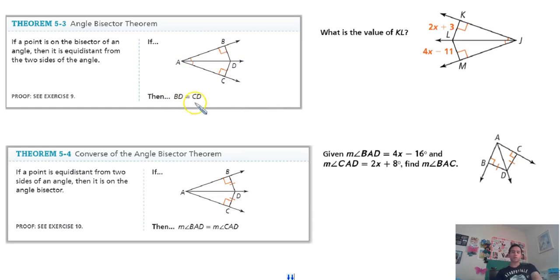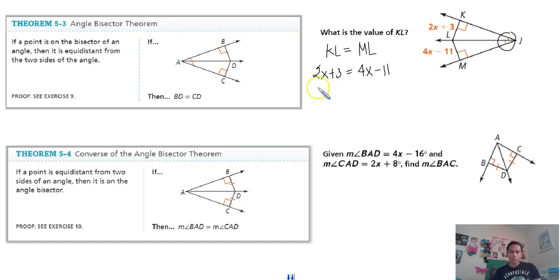Now let's apply that to this example here. Because this one is congruent, therefore KL is also equal to ML. So I'll just plug that in. 2x plus 3 is equal to 4x minus 11. Mister, is that always the case on this one? Yes, because we have the theorem there already.